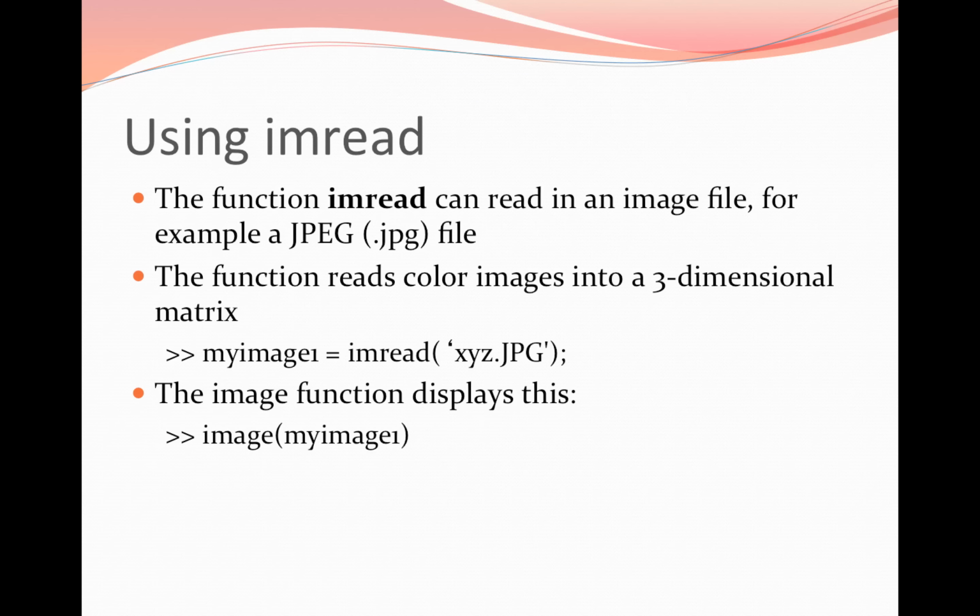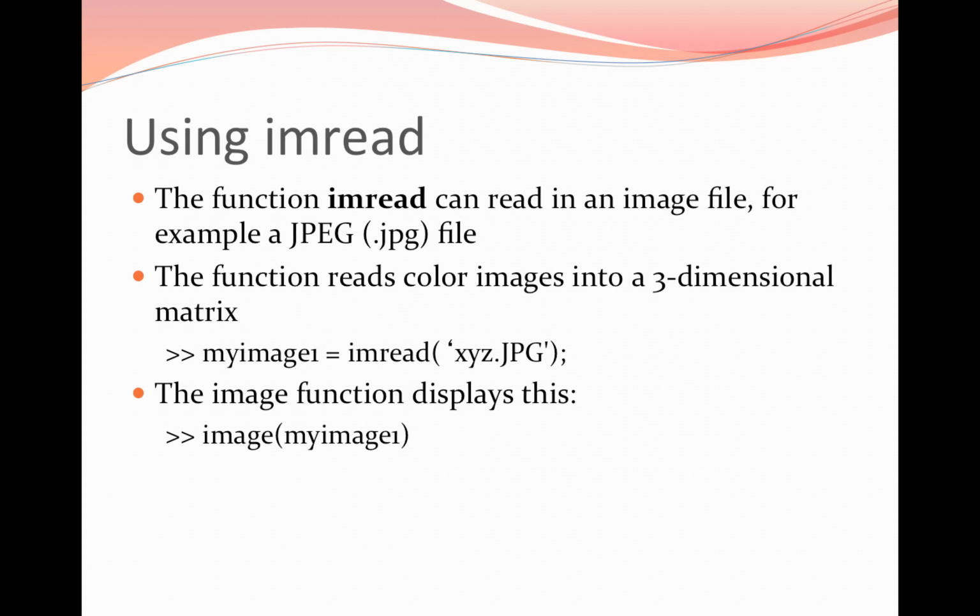The function imread can be used to read in an image file, for example, a JPEG file. This function is going to read color images into a three-dimensional matrix, so it uses the true color or the RGB method. So for example, if I have a JPG file called xyz.jpg, then I can use imread to pass the file name as a string, and the result is going to be stored in an image matrix.